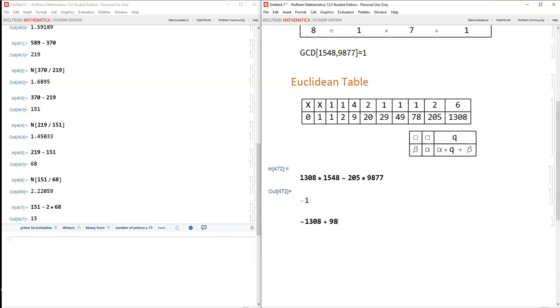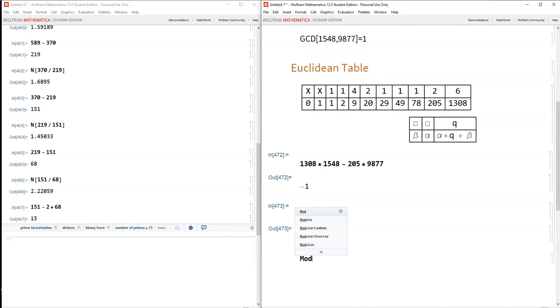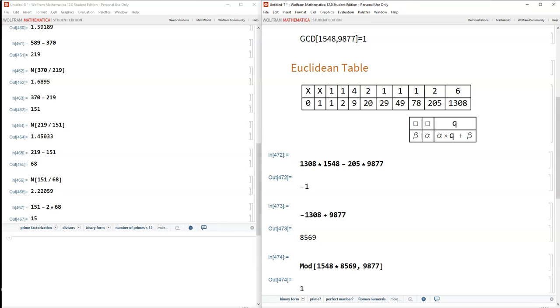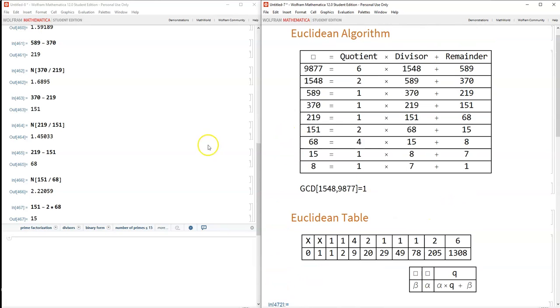Now we're working mod 9877, so I'm going to reduce that mod 9877, and I get 8569. So if we've done this right, if I take 1548 and multiply it by 8569 and reduce that mod 9877, I get 1. That's how the Euclidean algorithm and the Euclidean table work in order to find the inverse of a number when it's relatively prime to the modulus.